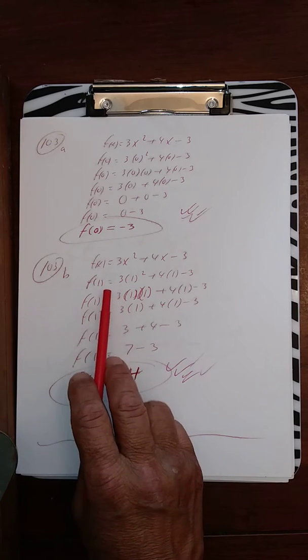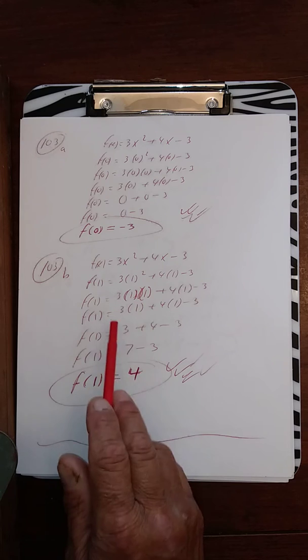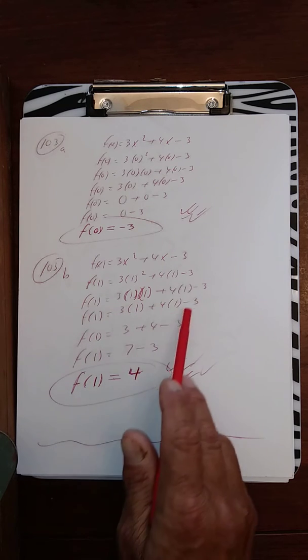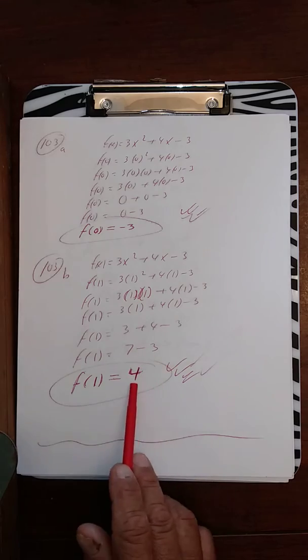Put a 1 in there. 1 times 1 is 1, and 1 times this is 3. 4 times that is 4. 3 and 4 is 7, and 7 minus 3 is 4.